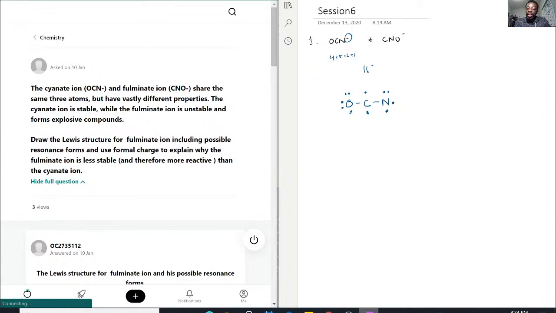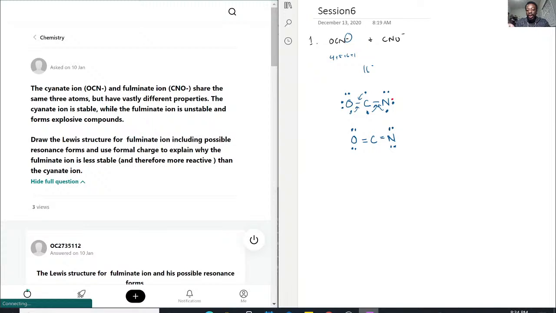So there has to be a way to balance this out. The good news is that because there's a minus, what we can do is add that probably to the nitrogen side, allowing us to form a double bond here and a double bond here, so that we get O, C, N. And mind you, this is just one possible Lewis structure. There could be other forms as well for the OCN, but let's check the formal charges.